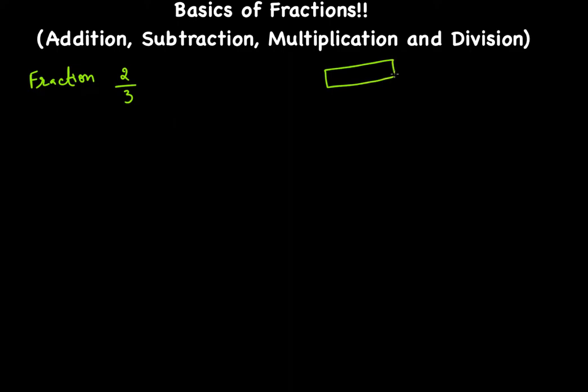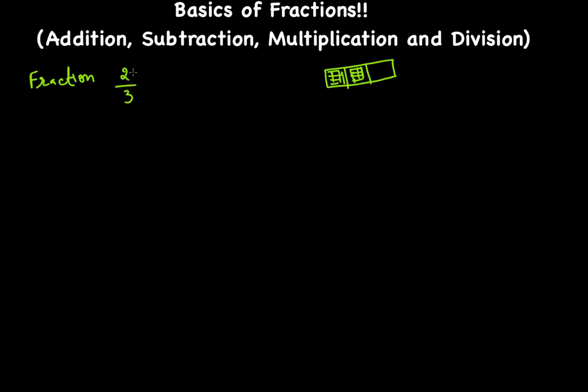So let's say this is one whole and it is a 3-part whole, and 2 of them are shaded. If I ask what part of this whole is shaded, we're gonna say 2 out of 3. So that is 2/3. That is a fraction.